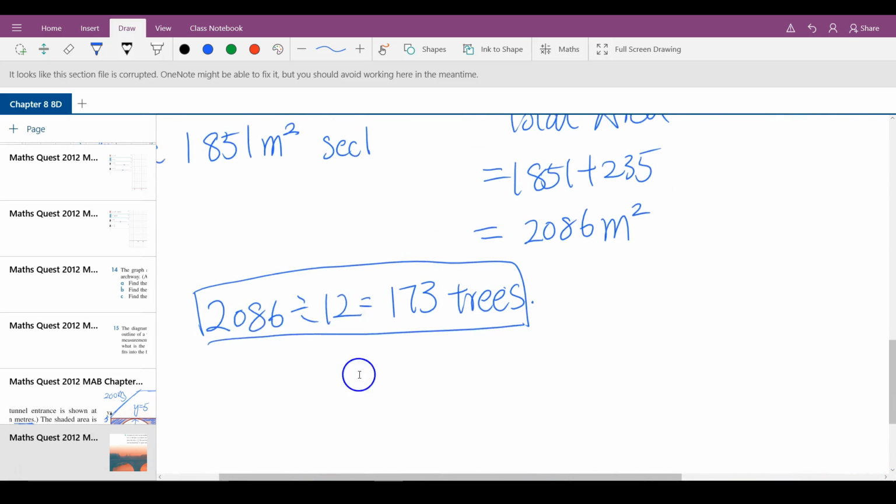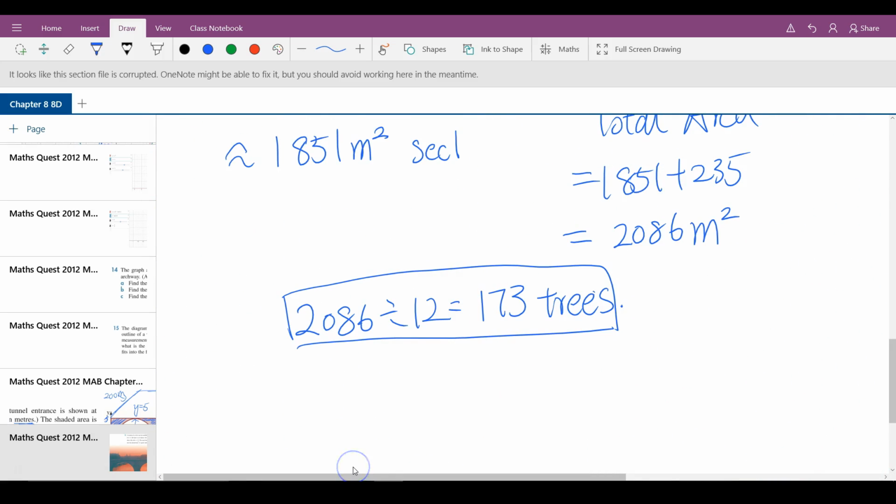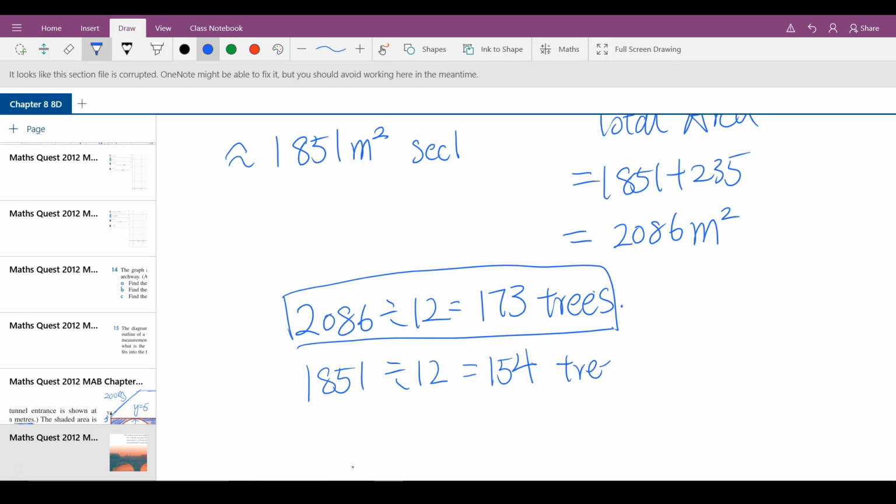So we also got the area there, which is the section 1 area, which is 181,851 divided by 12. We get 154. Well, it's actually 154 1/4, but you can't plant a quarter of a tree, so when things like this, you always round down. If there's not enough area to plant a tree, then you can't plant a tree there. So it's 154 trees. So that's the answer on the back of the book.